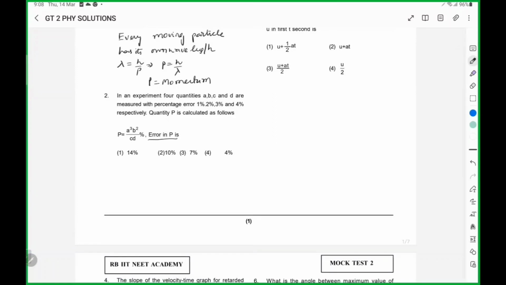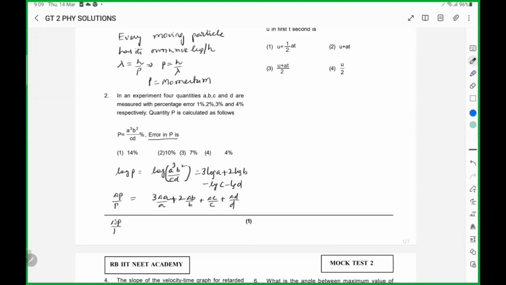Here, error in P, he is asking. log P is equal to log A cube B square by CD, which is 3 log A plus 2 log B minus log C minus log D. So while considering error, differentiating with respect to P, plus 2 delta B by B. Here, while calculating error, we calculate the maximum error. Even though it is minus, we write plus here.